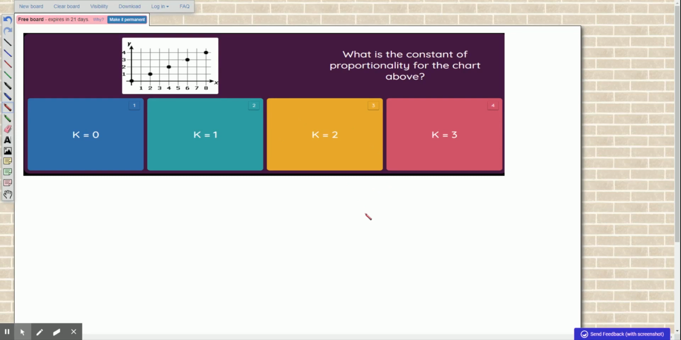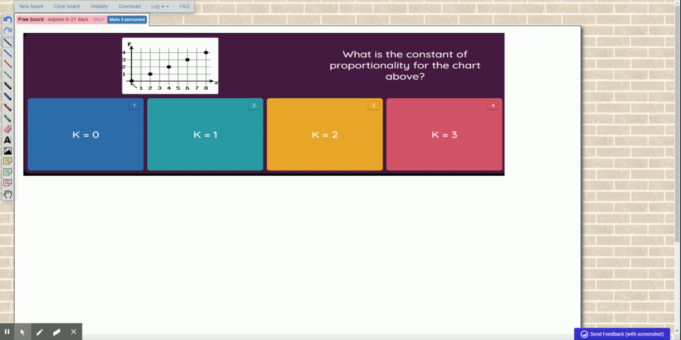Okay, the last thing that we're going to do together today is take a look at one of the questions on the quizzes going over constant of proportionality. So the question here is, what is the constant of proportionality for the chart above? And the first thing we need to ask ourselves is, is this actually going to have a constant of proportionality?